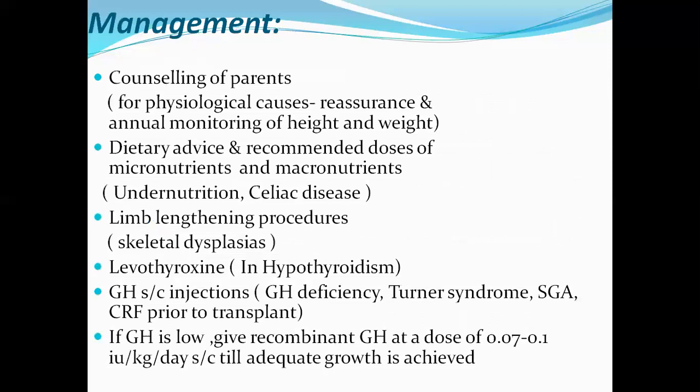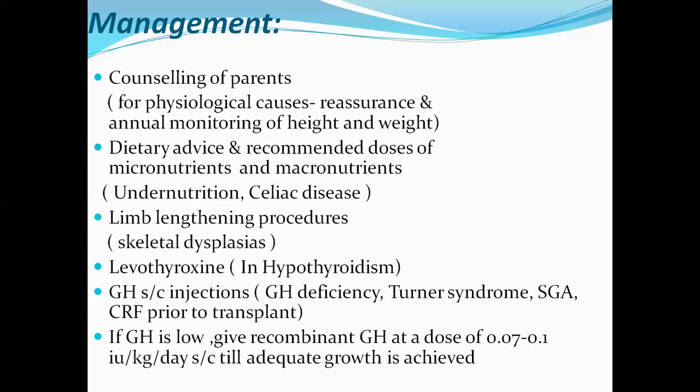Management. Now, management is very important. Counseling of the parents is the main thing for physiological causes, like reassurance, annual monitoring of height and weight. They should be reassured about the innocuous nature of the disease. Dietary advice is a must. Recommended doses of micronutrients and macronutrients should be prescribed in case of undernutrition, celiac disease. Limb lengthening procedure can be advised in extreme cases if there is skeletal dysplasia, levothyroxine in hypothyroidism cases, growth hormone subcutaneous injection in case of growth hormone deficiency, Turner syndrome, small for gestational age, CRF prior to transplant.